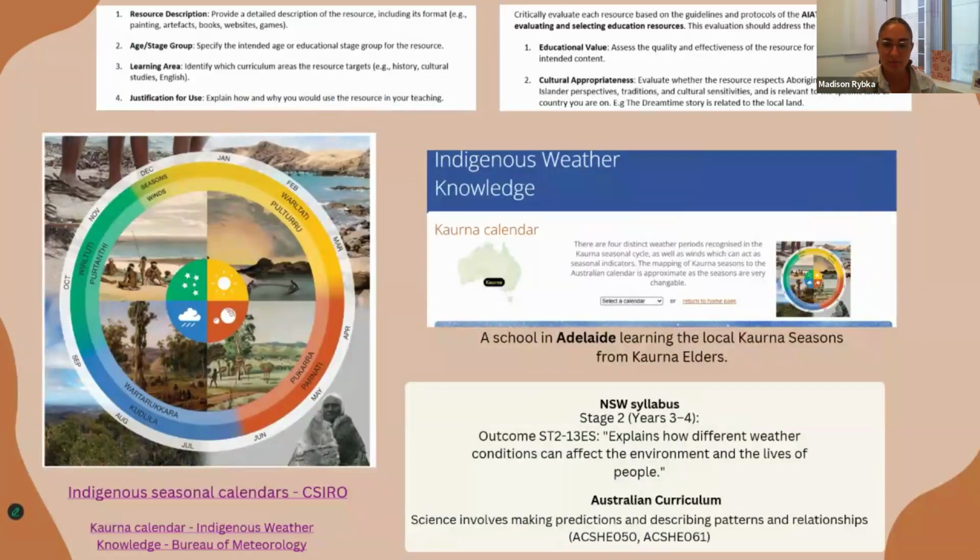Again, I've just done a little example here. So if I was linking this, I've got the New South Wales syllabus. I'm speaking to what outcome it's going to hit, because when I speak about that educational value, I can align it very nicely about how we're learning about the different weather conditions and environment and the way that people live. And then I just popped an Australian curriculum. So science involves making predictions and describing patterns. So we might be looking at pattern making. Again, it is completely up to you if you want to use the New South Wales syllabus, the Australian curriculum, wherever you are and whatever you are comfortable with.